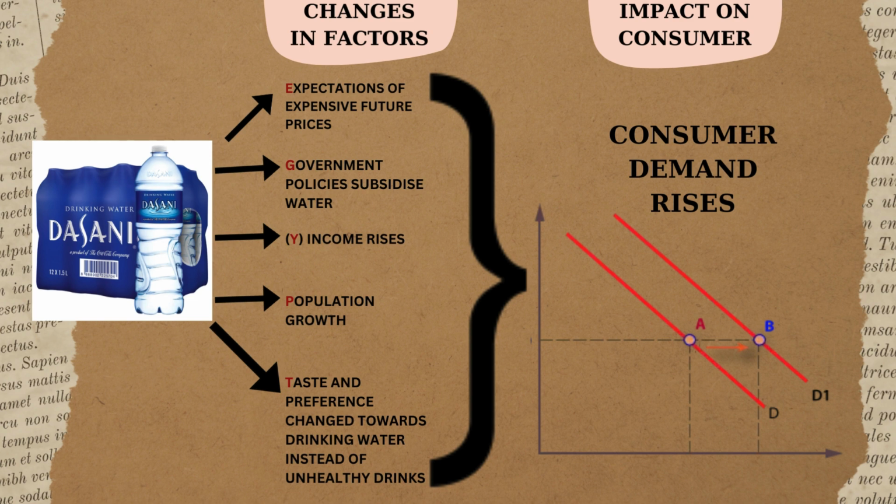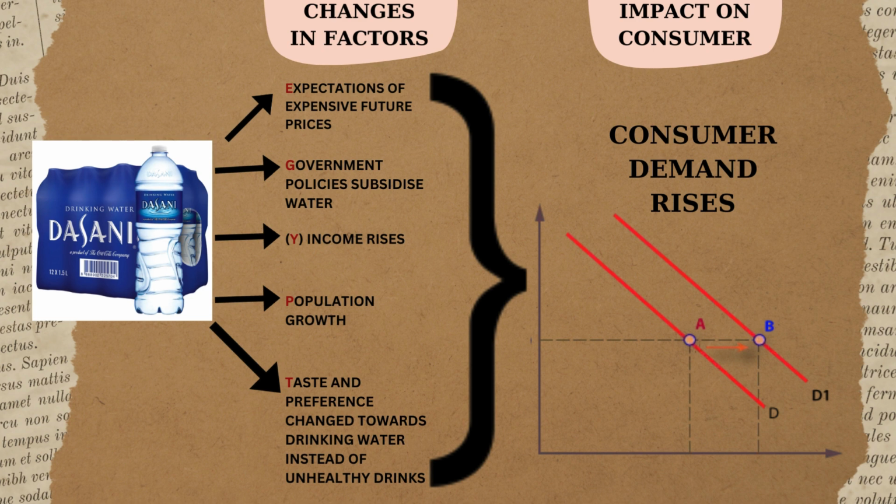Let's use the example of water. Let's say this brand of water, which is Dasani, however you like to pronounce it. So how do the factors affect the impact on consumers and in turn affect the demand curve in the price mechanism? The factors are EGYPT, right?